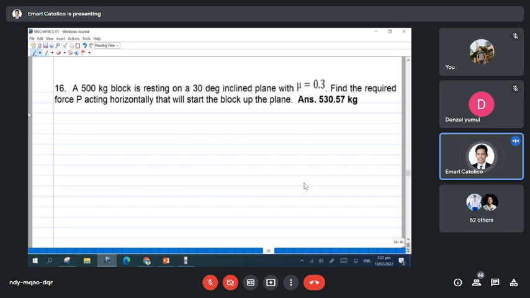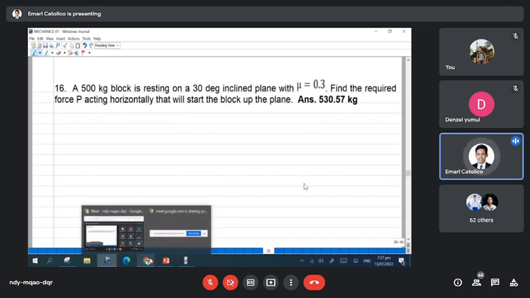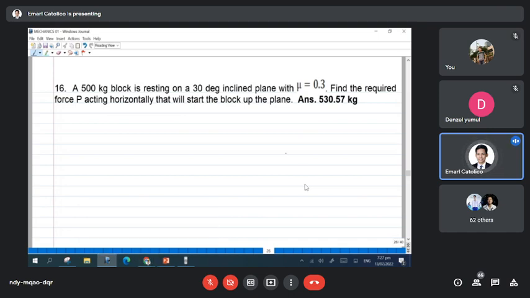Okay, next item, number 16. So, number 16, a 500 kilogram block is resting on a 30-degree inclined plane with mu is equals to 0.3. Find the required force P acting horizontally that will start the block up the plane. Okay, so another problem ng sliding block. So, drawing muna natin yung.